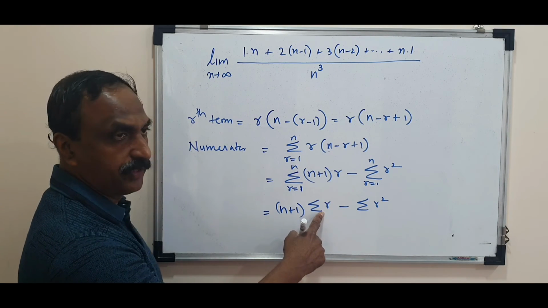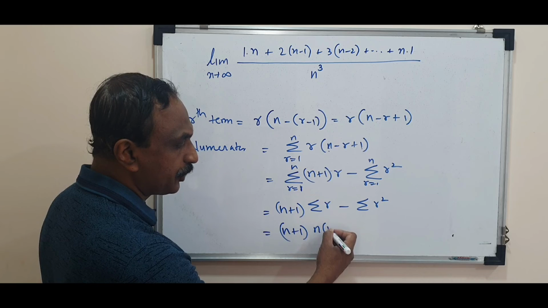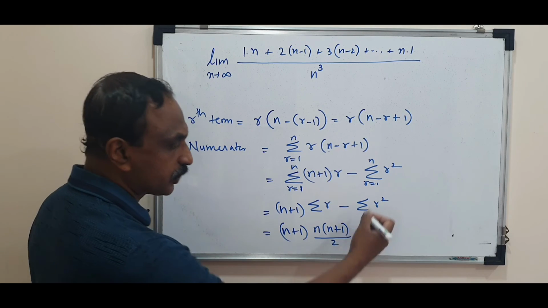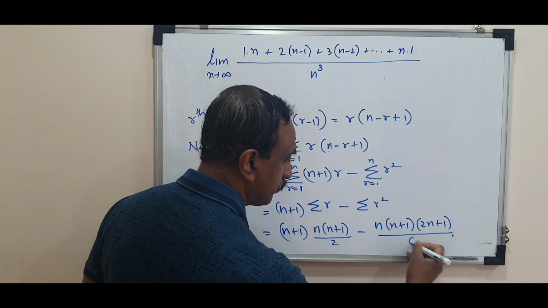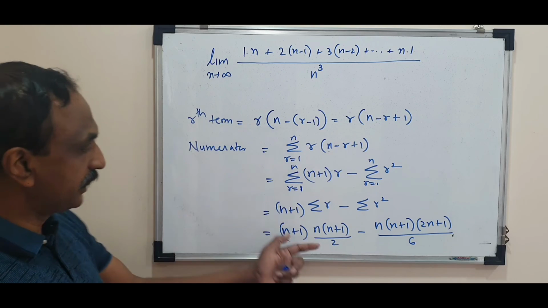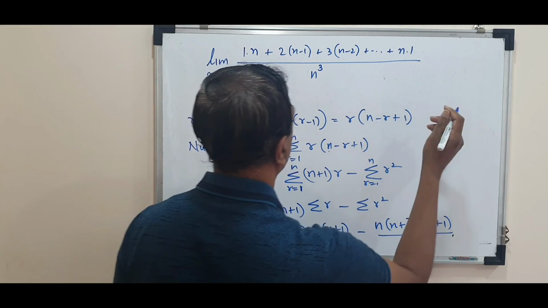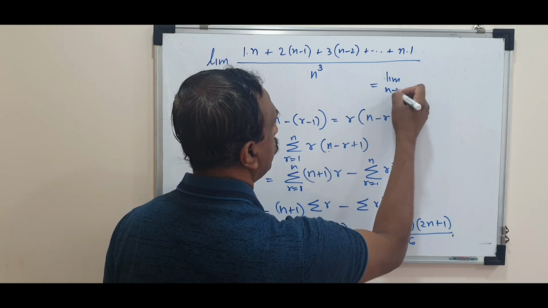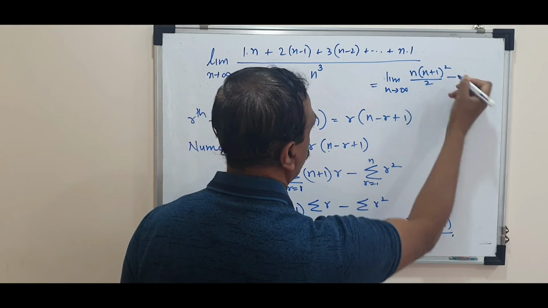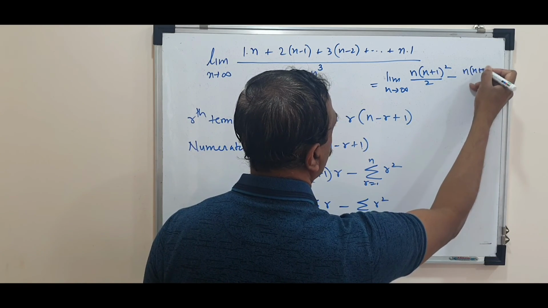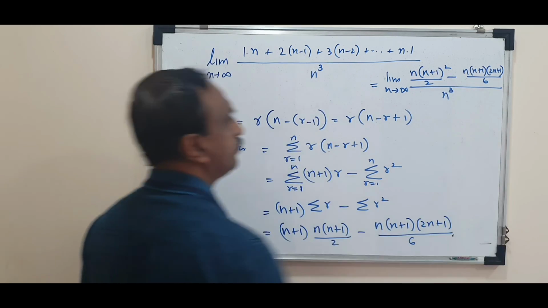Now sigma r is the sum of the natural numbers, and sigma r square is the sum of the squares of the natural numbers. What is the formula for the sum of the natural numbers? n into n plus 1 upon 2. Sum of the squares of the natural numbers: n into n plus 1 into 2n plus 1 upon 6. So I can write the numerator in this format. So this I can write as limit n tends to infinity, n into (n plus 1) the whole square divided by 2 minus n into n plus 1 into 2n plus 1 upon 6, divided by n cube.